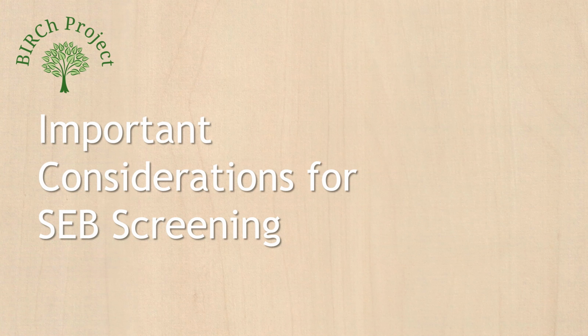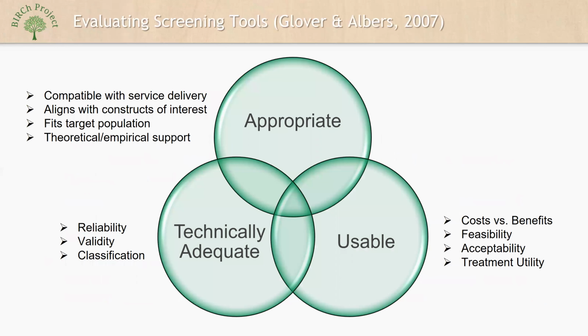Before I get into specific screening approaches, there's a number of important considerations to think about when deciding on SEB screening procedures. Glover and Albers identified 3 main areas for consideration when evaluating screening tools: appropriateness, technical adequacy, and usability. The extent to which a screening tool is appropriate refers to the fact that it is compatible with local service delivery needs. We have the infrastructure to be able to use this particular screening tool. The constructs or the behaviors assessed by a particular screening tool are those that we care about.